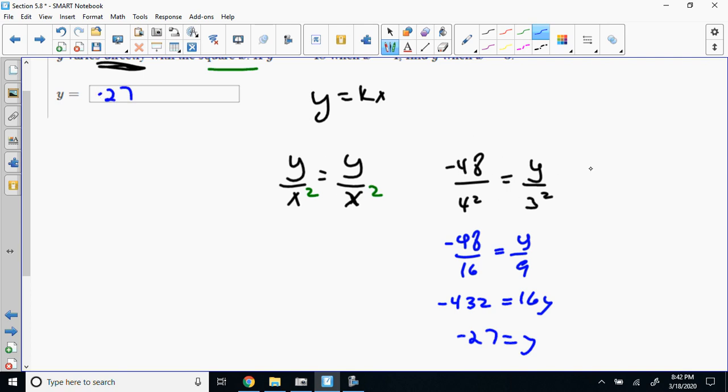So let's do this. This is negative 48 over 16. So my k here would be 3. And my y was negative 27 on this, and 3 squared is 9. So that would be k equal to negative 3. So again, that checks out. So I know that what my answer was is correct.